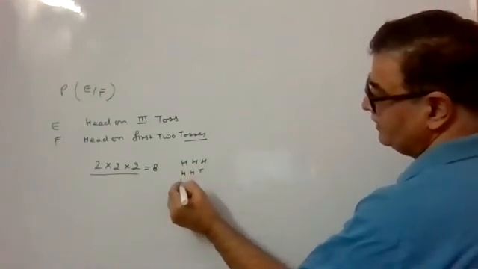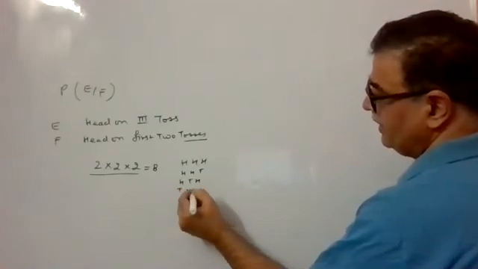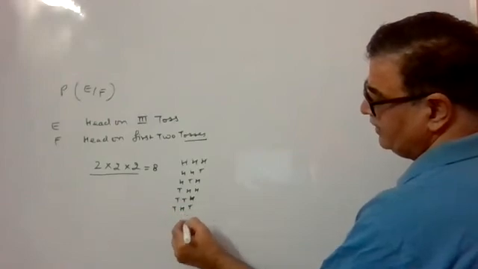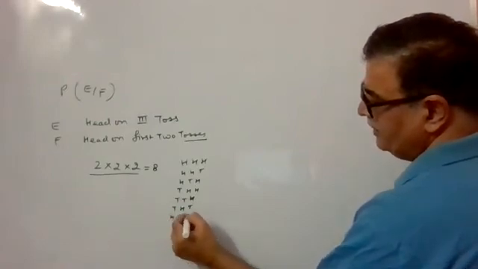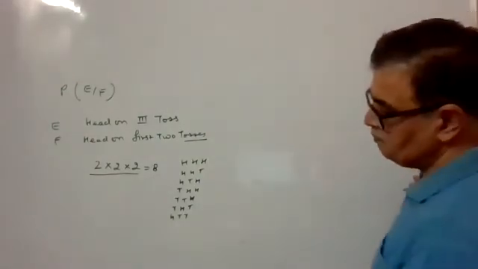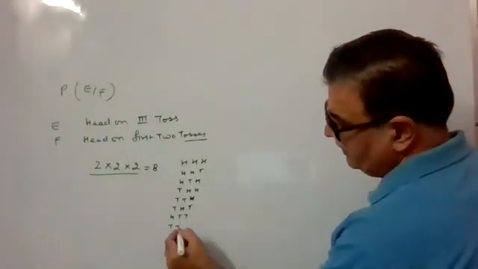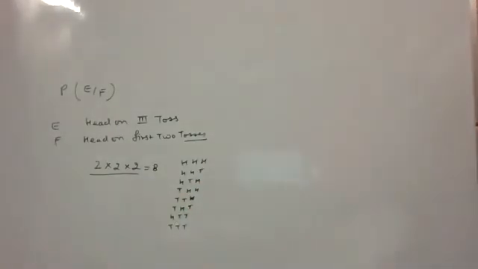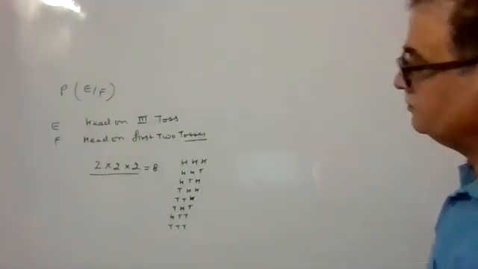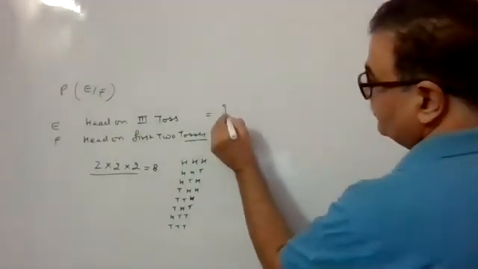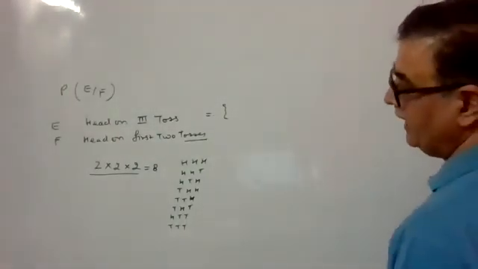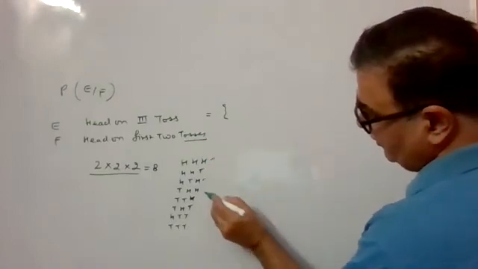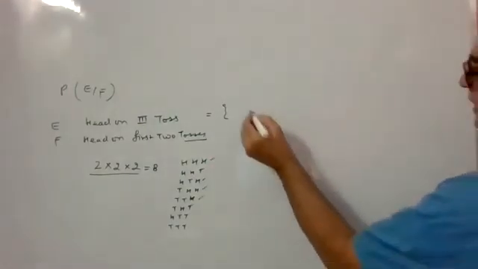head head tail, head tail head, tail head head, then comes tail tail head, tail head tail, then head tail tail, then all the 3 must be tail. 1 2 3 4 5 6 7 8 cases are there. Cases for E, head on third toss. Head on third toss: one is coming here, one here, and one here and one here, so 4 cases are formed for head on third.